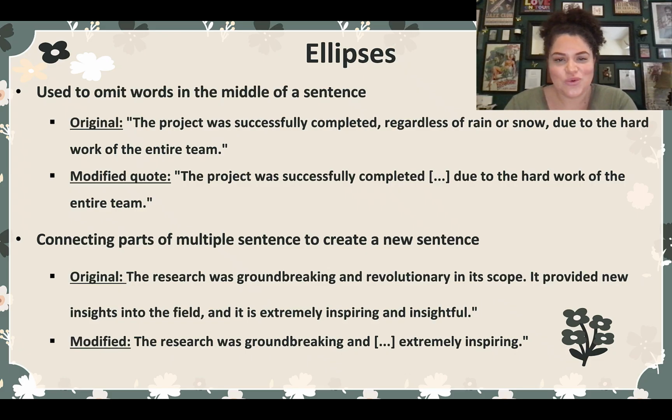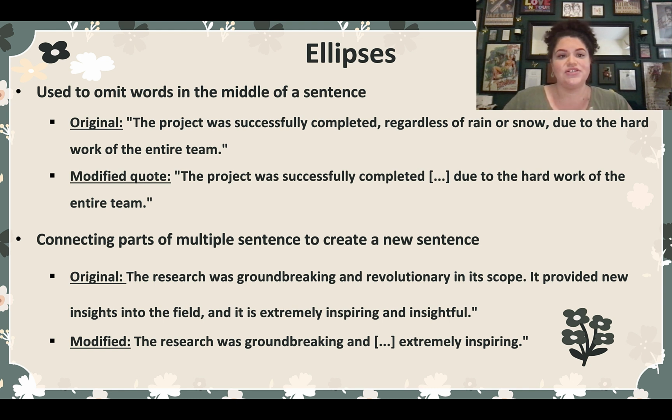So ellipses, we have all seen ellipses before. They are those 3 dots, okay? So when we use ellipses, we use them to omit words in the middle of a sentence, okay? So let's say you are incorporating a quote, but you don't necessarily need the entire quote, and you just kind of want to remove maybe a piece right in the middle that isn't relevant to your paper.